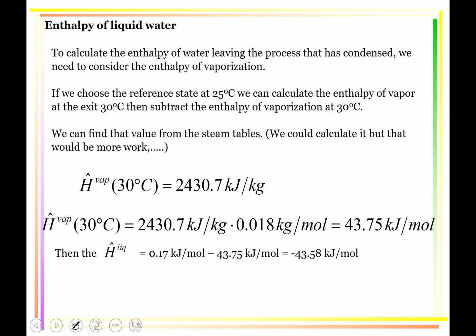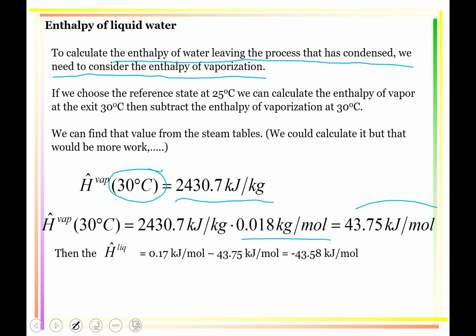Okay, so we're also going to have the water problem. To calculate the enthalpy of water leaving the process that has condensed, we need to consider the enthalpy of vaporization. So we can calculate the enthalpy of vaporization at 30 degrees C. We can look it up in the book, get that value, and convert it to kilojoules per mole. Now, for the liquid value, it's going to be the vapor value minus the enthalpy of vaporization at the temperature.